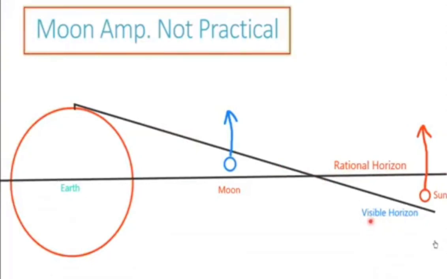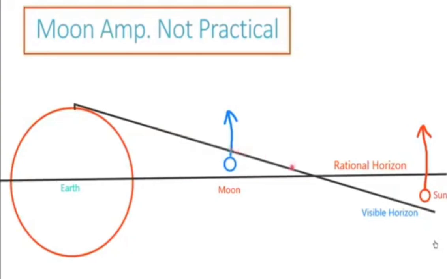Now we have compared the sun and the moon in this particular scenario, and the moon is much closer to the Earth as compared to the sun. And you can see when the moon is rising in the morning, coming up from the eastern horizon, it will first cross the rational horizon. After crossing the rational horizon, later on, it will reach our visible horizon. So by the time we are able to see the moon, it has already attained a positive altitude, telling us that the amplitude in this case will not be possible. Amplitude should be taken when the center of the body is on the rational horizon.